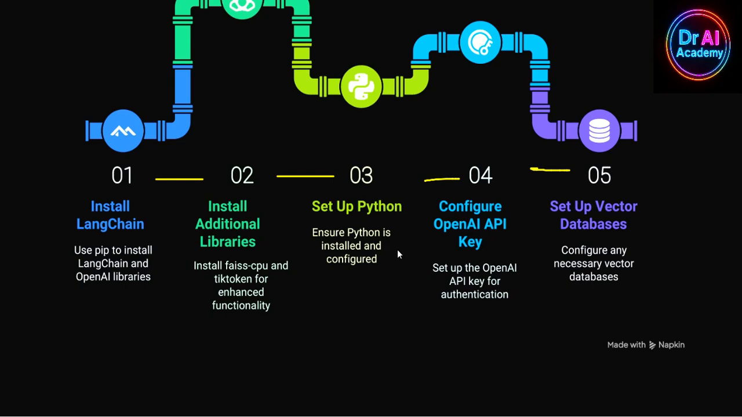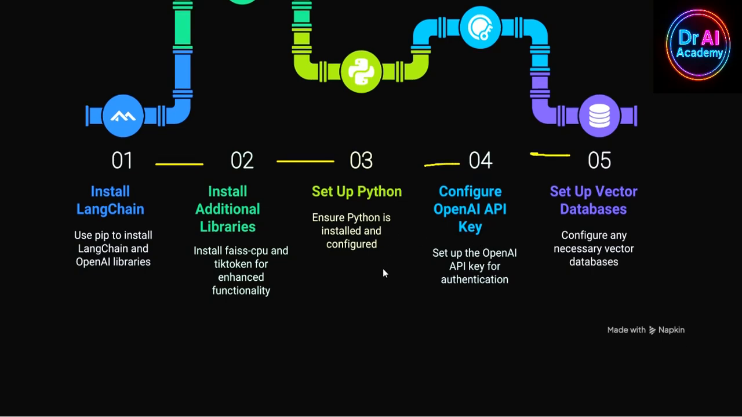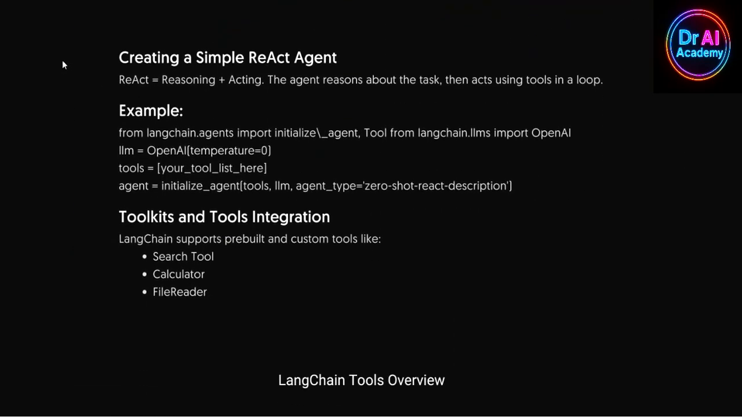Step 2. Creating a simple ReAct agent. Let's now build your first LangChain agent, a ReAct agent. ReAct stands for reasoning plus acting. This agent doesn't just respond. It thinks, plans, and then acts step by step. How does it work? 1. The agent is given a goal. 2. It reasons: what should I do next? 3. It acts by using a tool. Then it repeats until the task is complete.